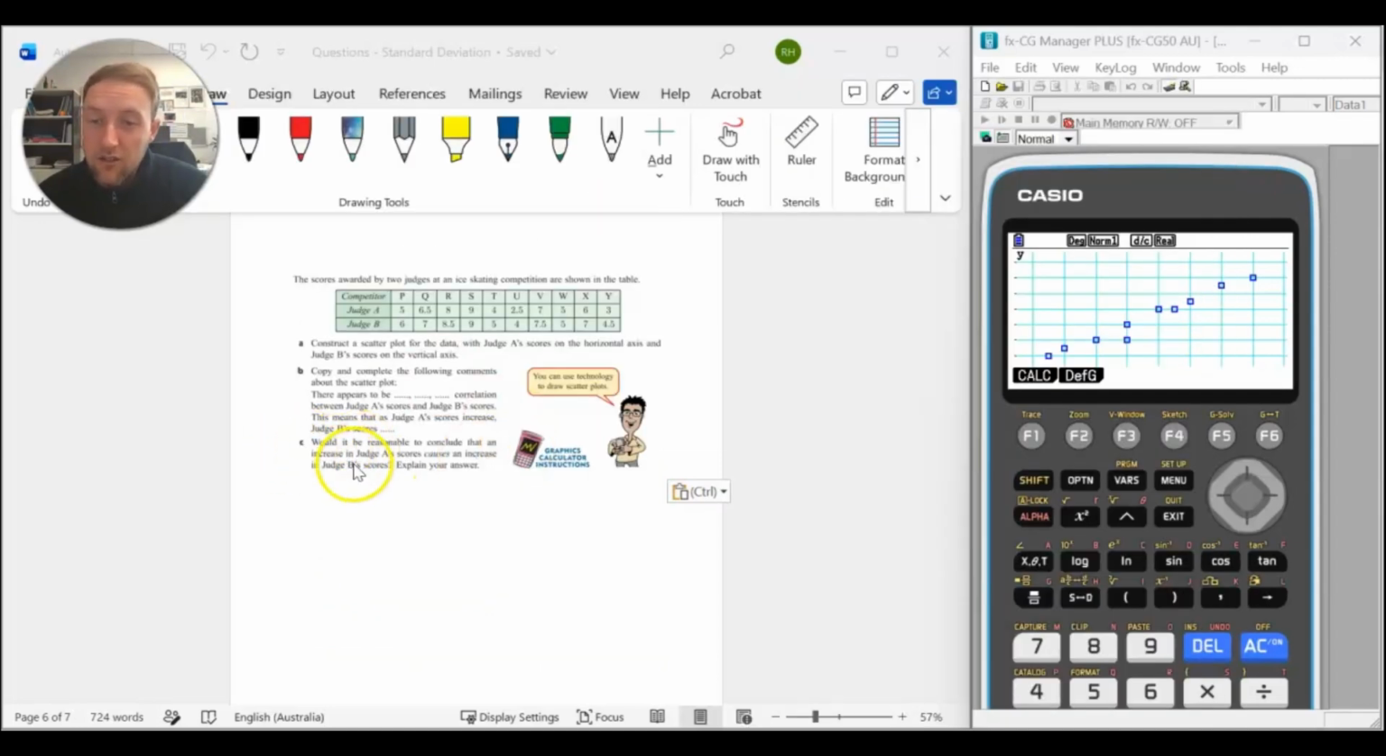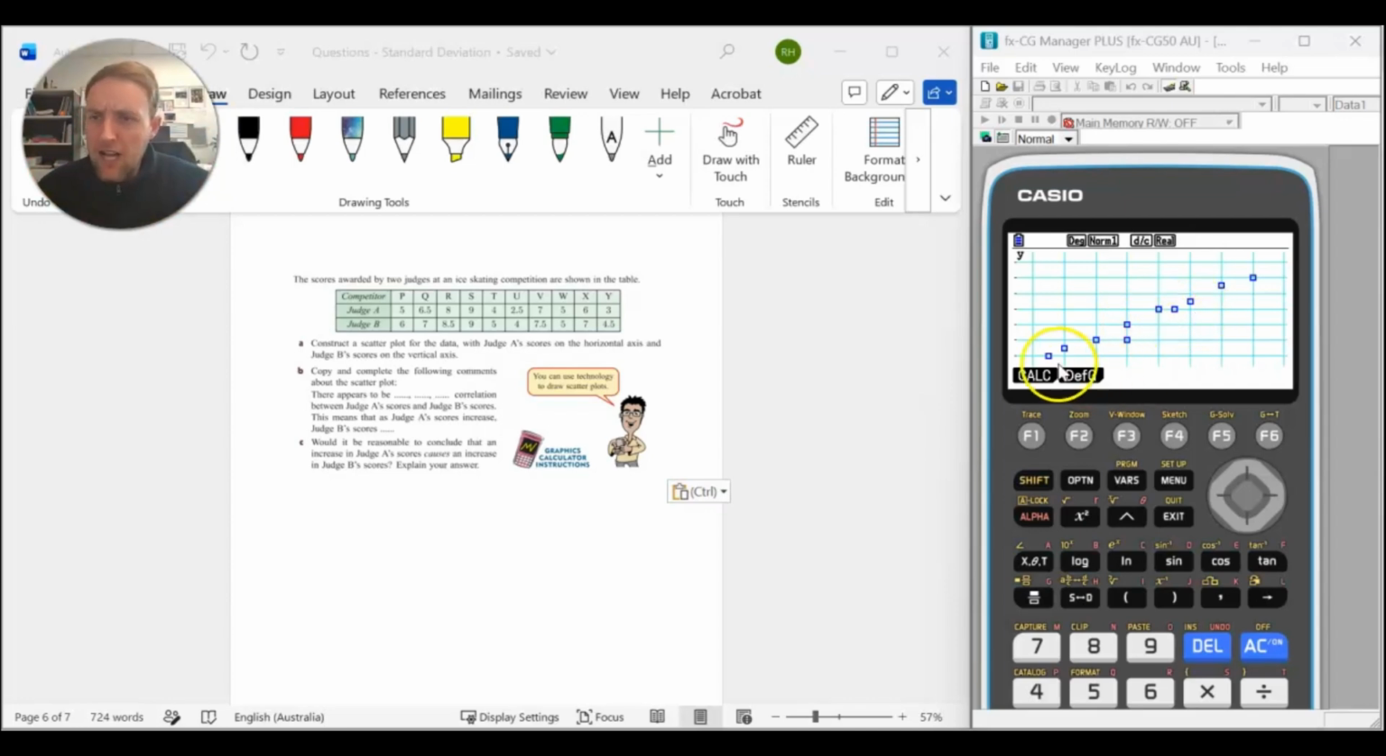Now, the last question is, would it be reasonable to conclude that an increase in Judge A scores caused an increase in Judge B scores? Well, based off the data we have here, yes, it would be okay to assume that. As we can see, as one judge's scores increased, so did the other. The reason for that is more than likely that the ice skaters were just performing better. So it's not like they were judging differently. They were judging the same. So they were accurate judges.